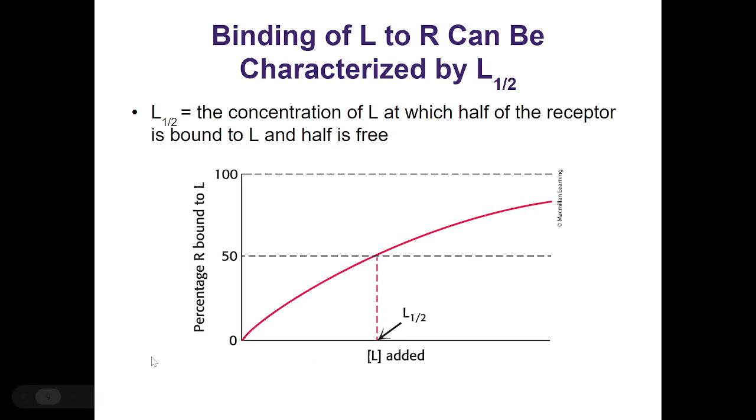And so L1 half, which is half the ligand that could be bound, versus 100%, right? So 50% of the ligand is bound. And this percentage of R bound to L is going to be where you have half of the receptor bound to ligand, and half would then be free. And that will show up right here.